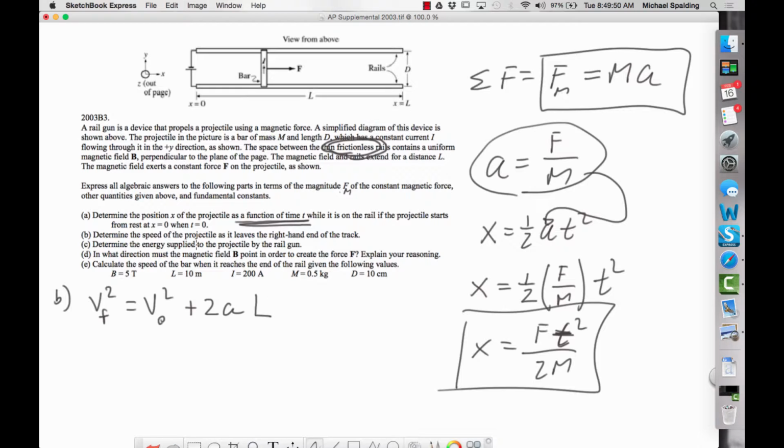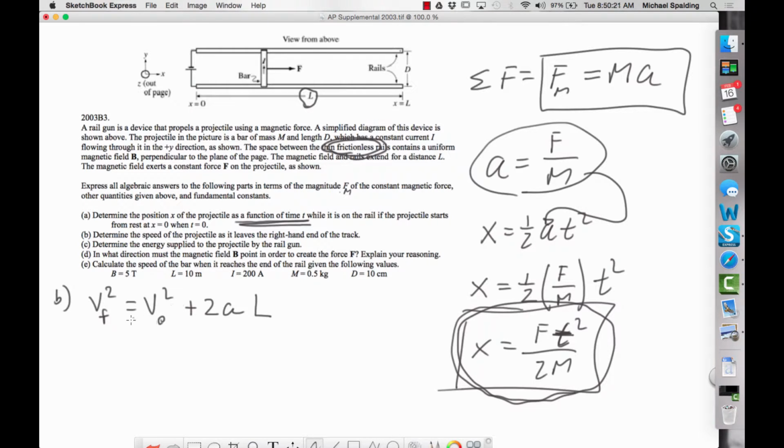Why don't you plug in FT squared over 2M for L? Or is that because it's not the full distance? Well, this right here is the position as a function of time. But what they're asking is the velocity of the bar when it reaches the end of the rails. So we don't know that this time is necessarily the end of the rail, right? But we do know that L corresponds to the end of the rail.